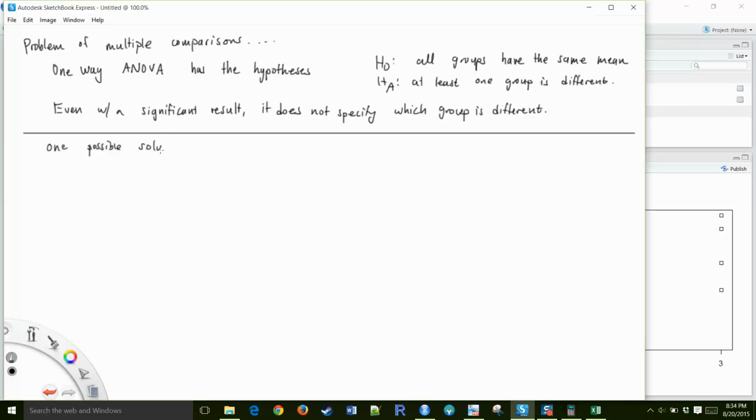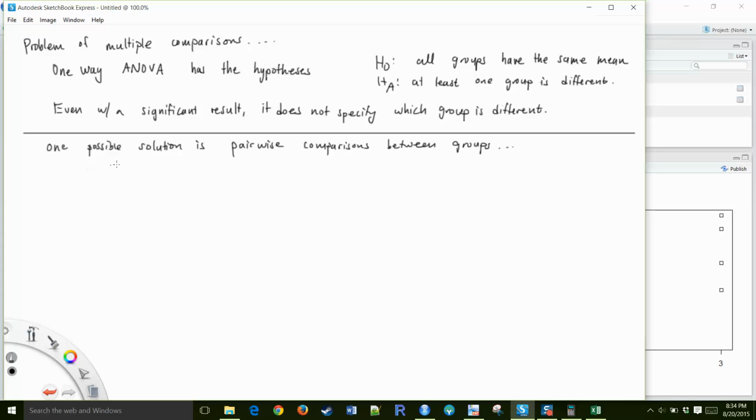For example, test 1 will have the null hypothesis mu1 is equal to mu2, and test 2 will have the null hypothesis mu1 is equal to mu3, and test 3 will have the null hypothesis mu2 equal to mu3, with the alternative that they're different for each of these. With three groups, it's not too bad.